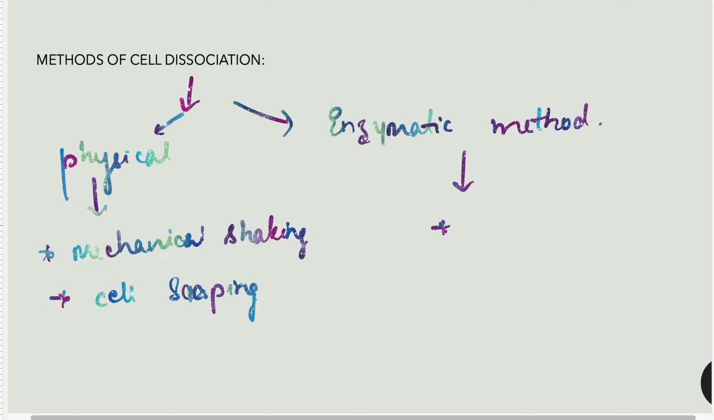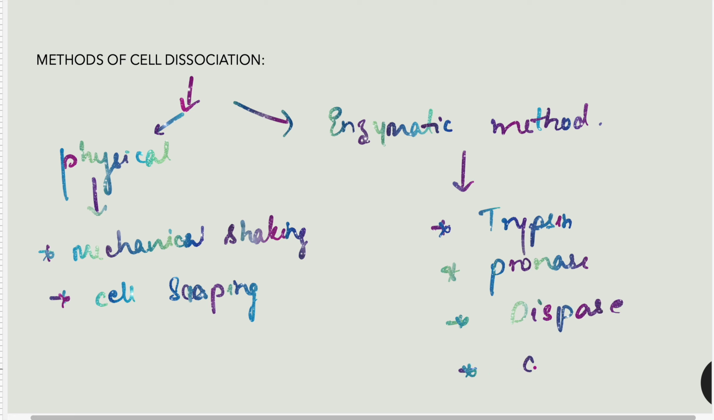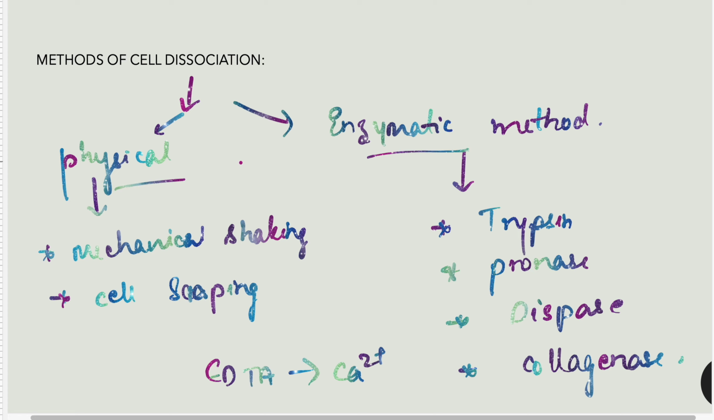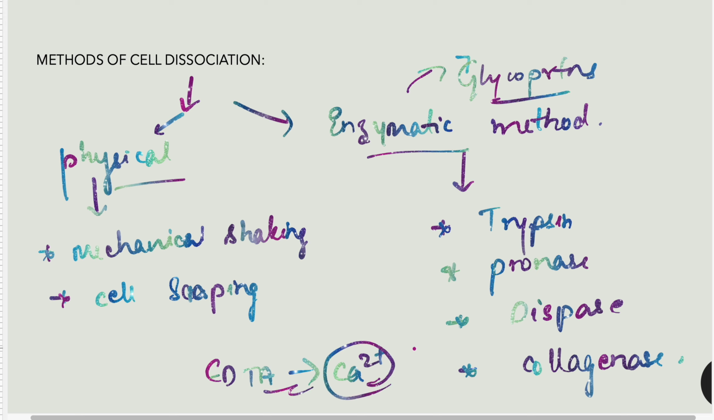An enzymatic method involves enzymes like trypsin, pronase, dispase, and collagenase. These are the enzymes used to dissociate cells from the primary culture. Prior to cell dissociation, the cells are pre-treated with EDTA to remove calcium. So there are two things essential for the attachment. Physical and enzymatic methods are useful to separate the glycoprotein association, and before this, the cells are treated with EDTA to remove the calcium association.